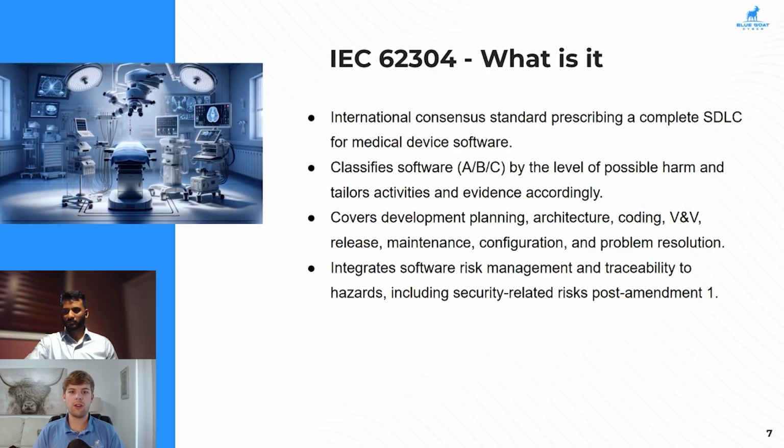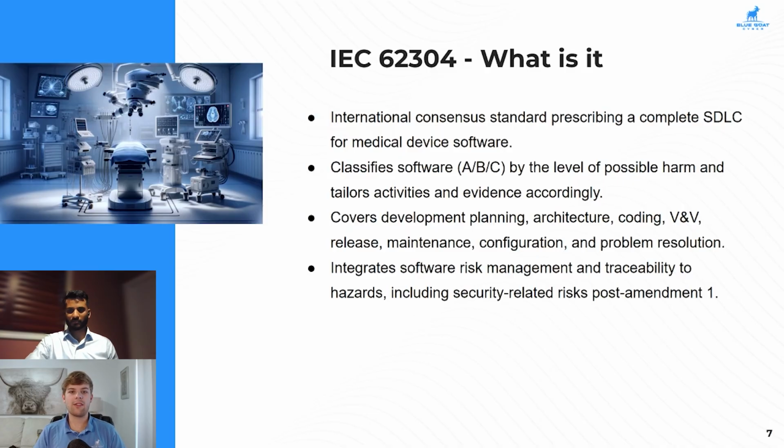Now, 62304 looks at development planning, architecture and coding, verification, validation, release, maintenance, configuration, and problem resolution. It's meant to be a one-stop shop for handling that secure development lifecycle process, going through start to finish, from when we have this conceptual idea of what the product needs to do, all the way down to we've implemented it, we know that it's secure, we verified it, and we've released it. How do we resolve any problems that come up in that post-market phase? So it's meant to be that total product coverage across the entire life cycle.